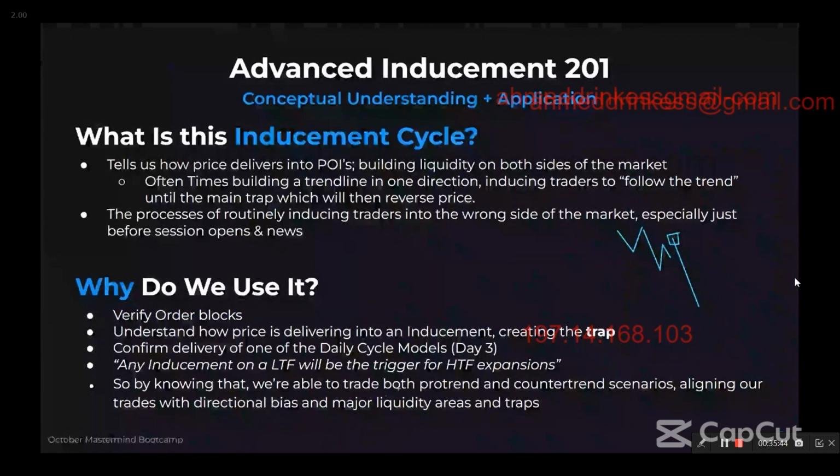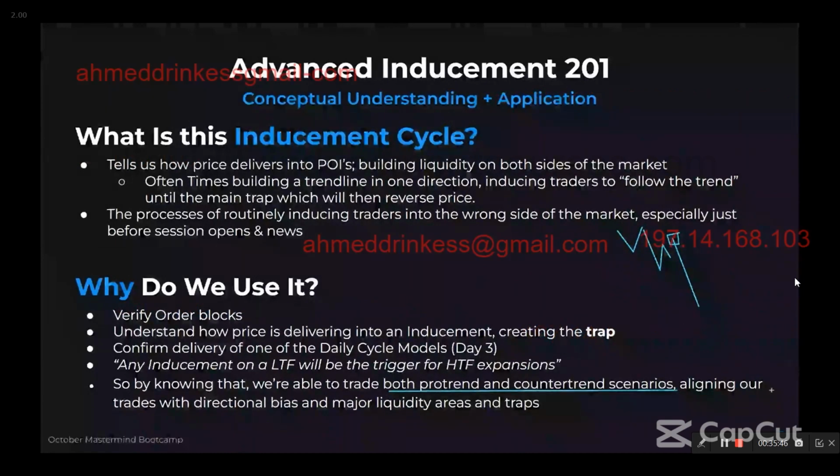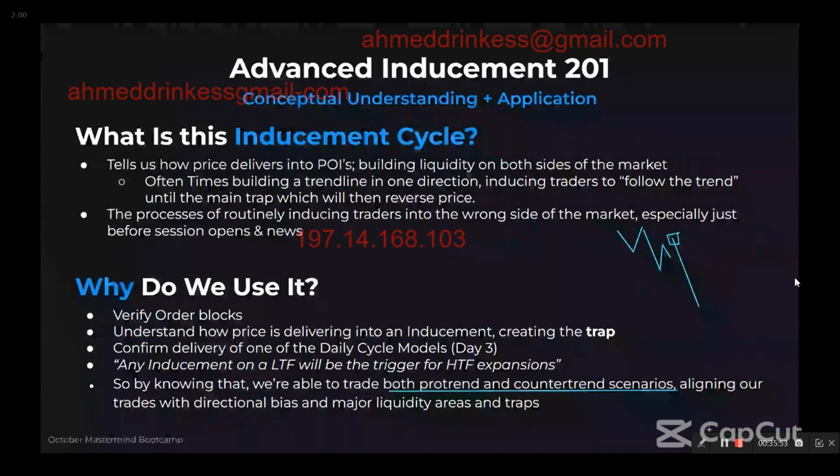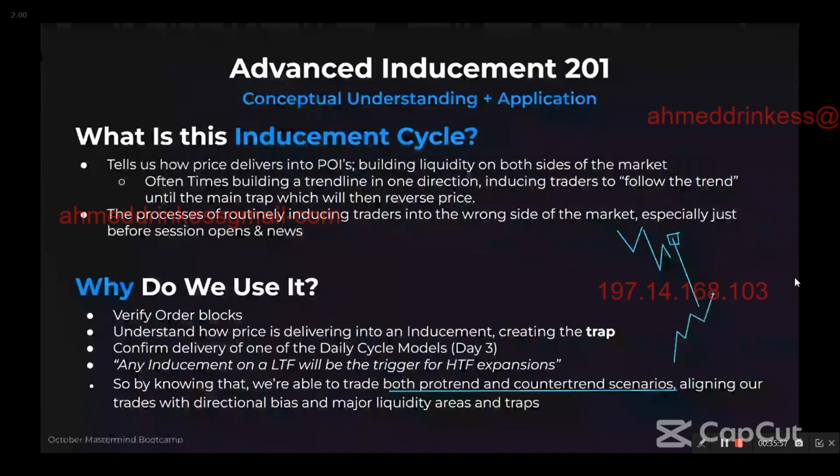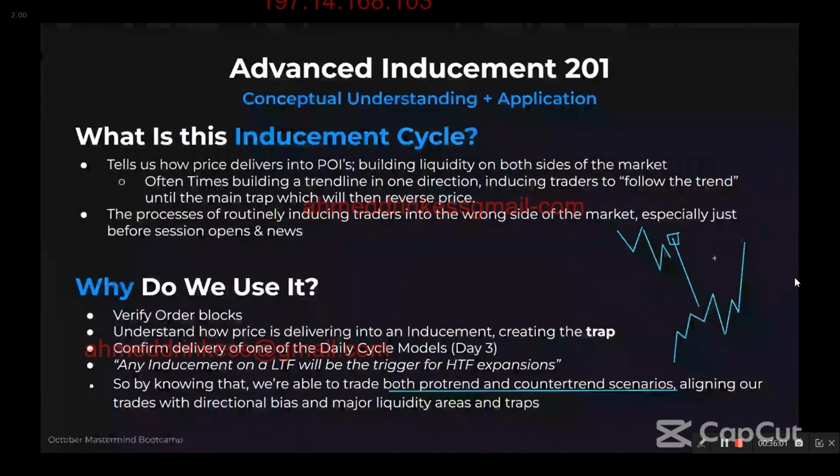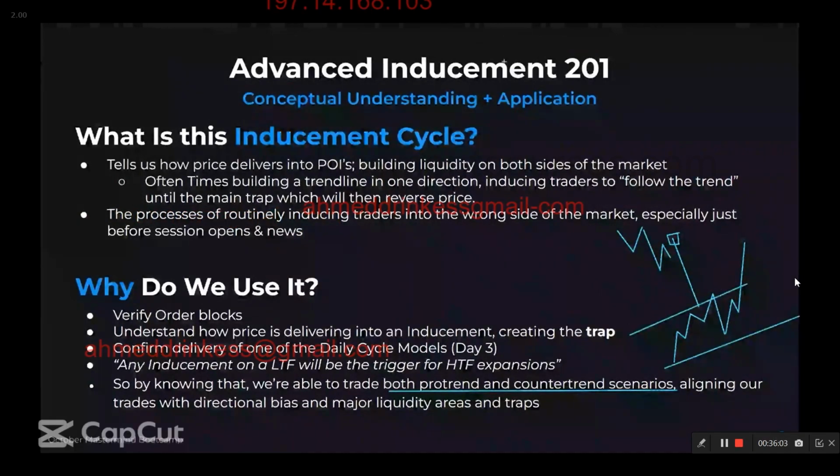So by knowing that, we're able to trade both pro trend and counter trend scenarios because we're aligning our trades with the directional bias of the major liquidity areas and the traps. And we've all heard the trend is your friend until it ends, but all traders who hear that don't know when a trend ends until it's actually over, because you're going to be getting trapped in, oh, well, here's an uptrend. Oh, this is where the trend is over. Now it's broken a new trend. And then guess what? They just get screwed on the wrong side of the market. So we need to understand how this is all playing into a much bigger picture that's occurring.